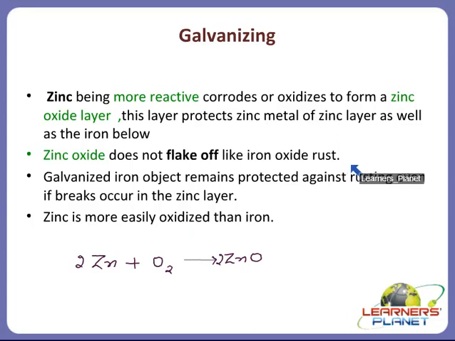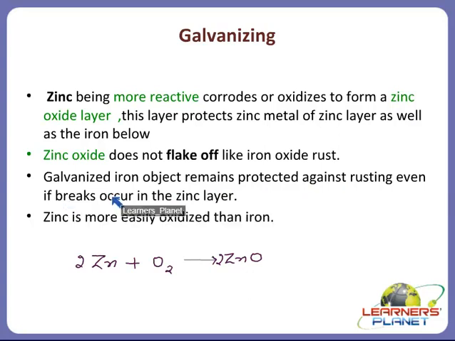What I told you was that rust or iron oxide is deposited on the surface of iron, and if you rub it, that flakes off or falls off. But in this case, children, the zinc oxide cannot be flaked off. The zinc oxide layer will protect the layer of zinc below it and also the iron. So a galvanized iron object remains protected against rusting, even if breaks occur in the zinc layer.